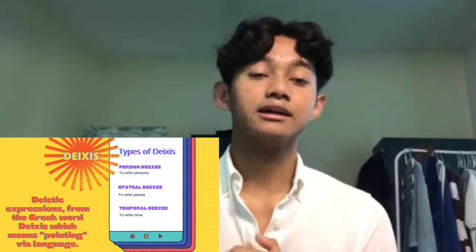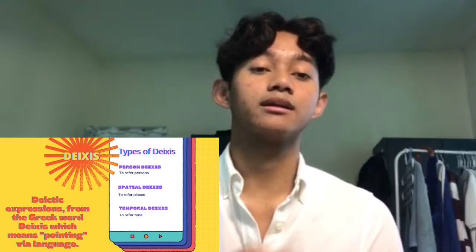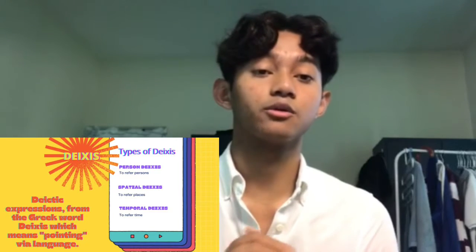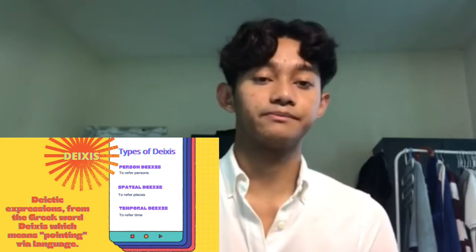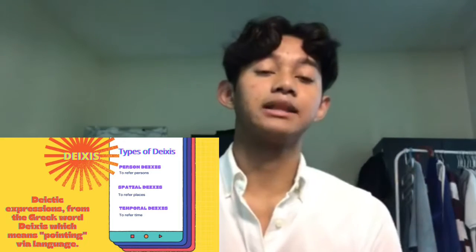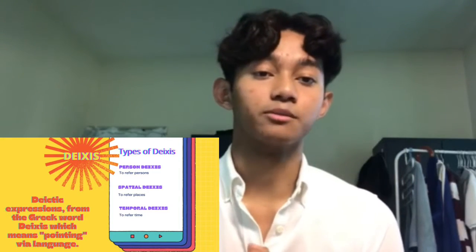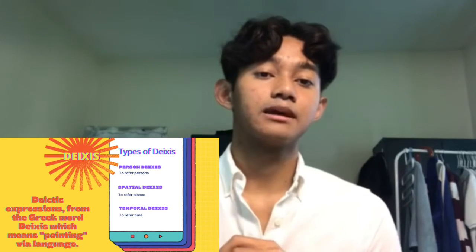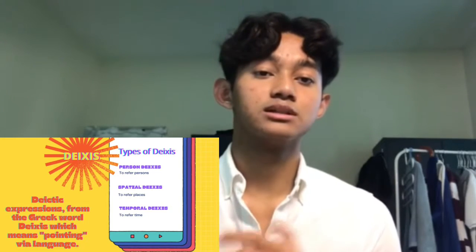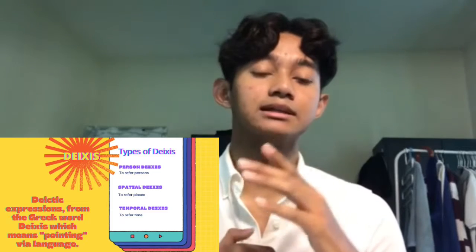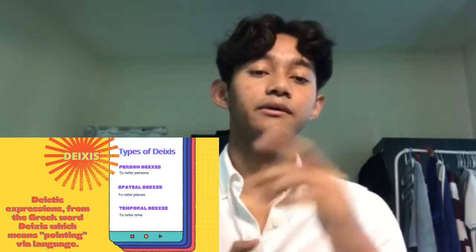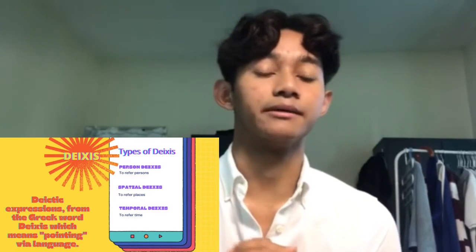Deixis. Deictic expressions come from the word deixis, a Greek word which means pointing via language. We have three main types of deixis. First, person deixis, which refers to person. Second, spatial deixis, which refers to places. And the last one is temporal deixis, which refers to time.